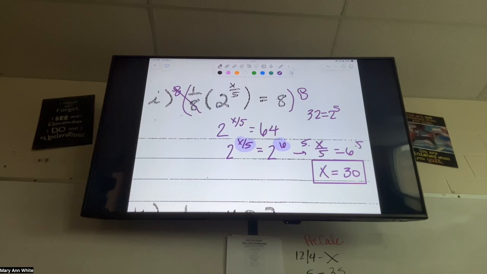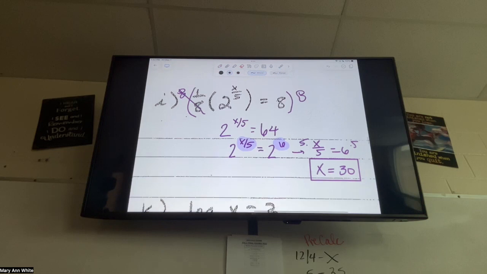You can also use your calculator in this. When I say no calculator, I mean don't plug it in or set them equal to each other. This is where I do not want you to go y1 and y2 and graph like that. But if you're like, I know 64 is 2 to some power, I just don't know what it is, you can use your calculator.